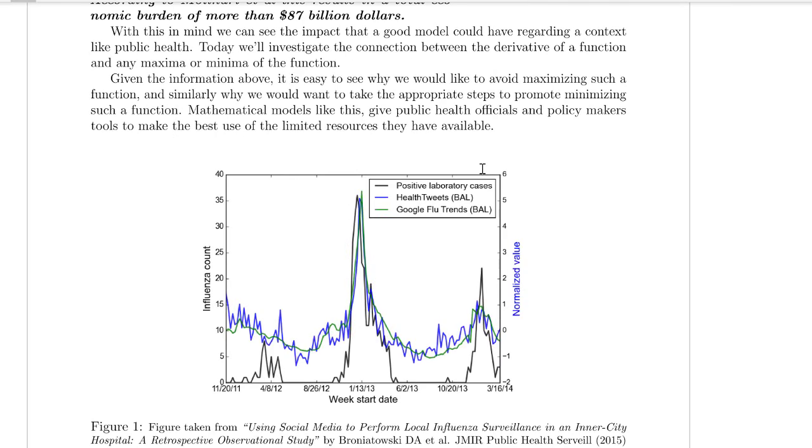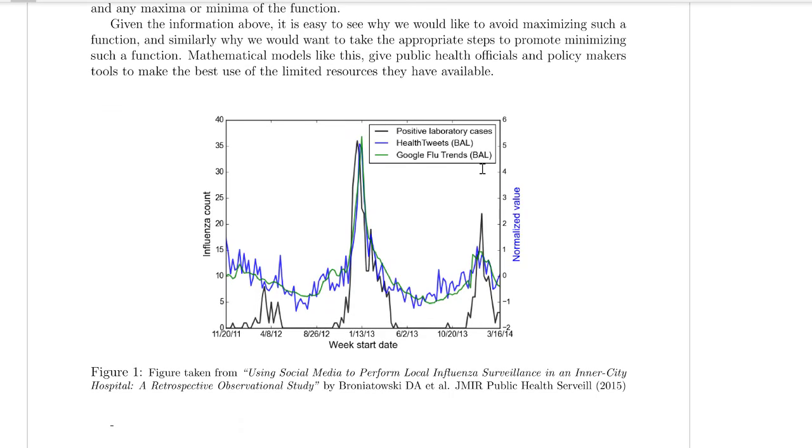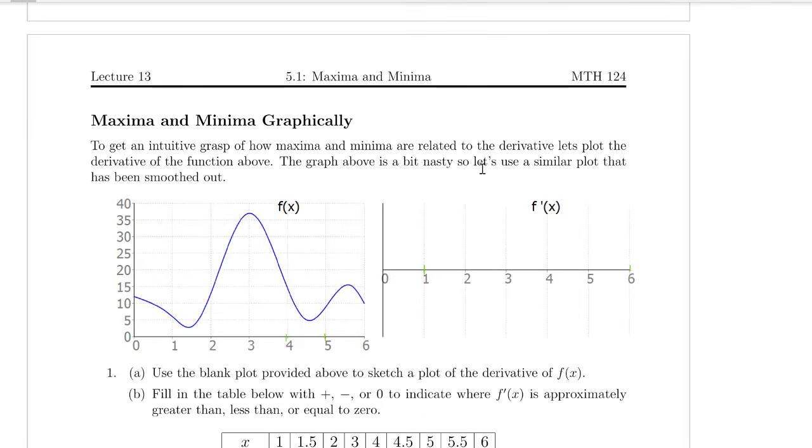One of these studies actually uses health tweets and Google searches. Notice this correlation with the actual positive confirmed laboratory cases. You can see the correlation here between the different colored curves. But we're going to use this as an example to motivate why we would care to find maxima and minima of a function. As we've seen previously, these sharp edges, these sharp peaks and valleys, tend to cause problems in terms of taking derivatives. So we want a nice example, so we'll just smooth out that function.